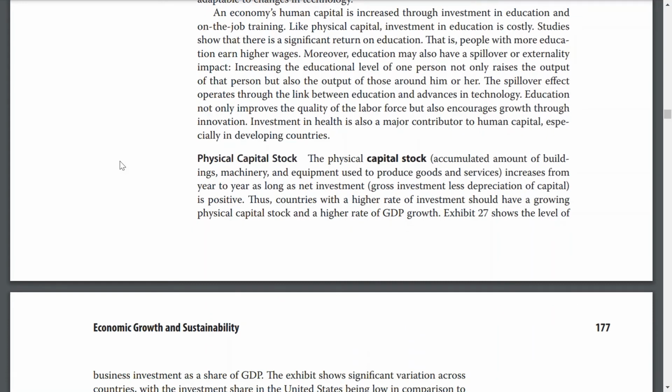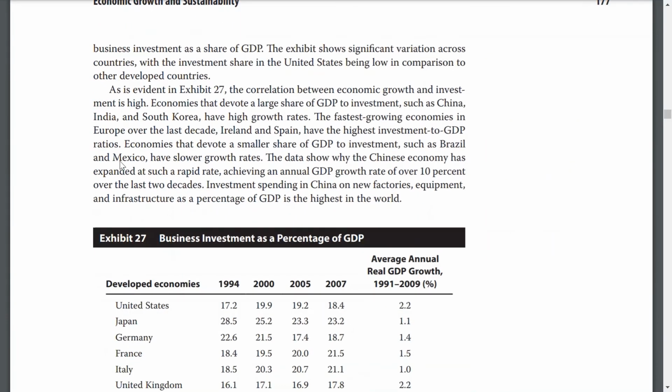Physical capital stock, the accumulated amount of buildings, machinery, and equipment used to produce goods and services, increases from year to year as long as net investment, or gross investment less depreciation of capital, is positive. Thus, countries with a higher rate of investment should have a growing physical capital stock and a higher rate of GDP growth. Exhibit 27 shows the level of business investment as a share of GDP.